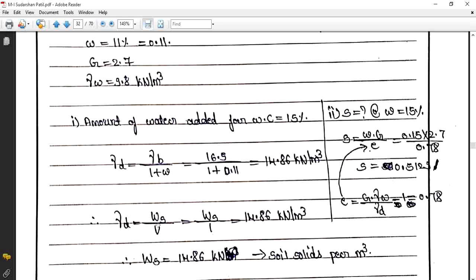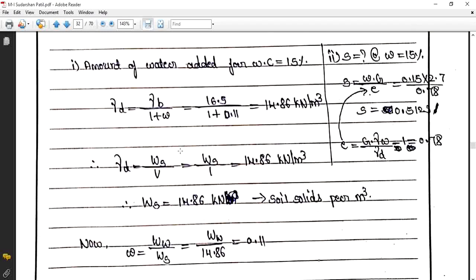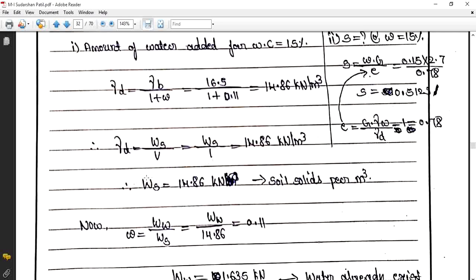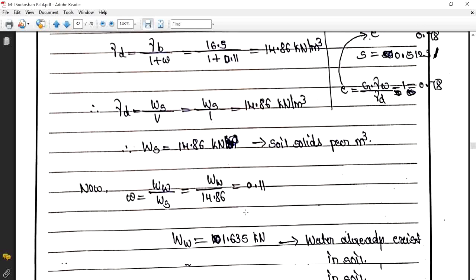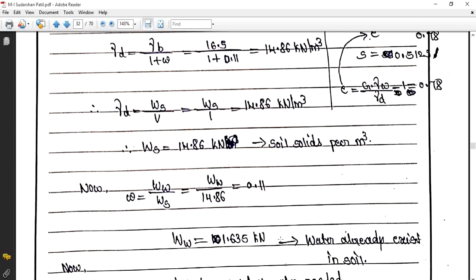γ_d is equal to weight of soil solids divided by total volume. They have asked for 1 meter cube, so total volume is equal to 1. So the weight of soil solids we are going to get as 14.86 kilonewton. Once we get the weight of soil solids, we can easily calculate the weight of water. How can we calculate it? Water content is equal to weight of water divided by weight of soil solids. The weight of soil solids we know, the water content is 0.11 we know, so the weight of water is 1.635 kilonewton.